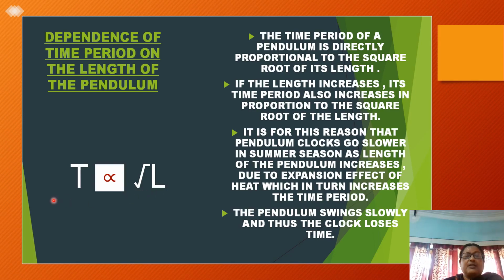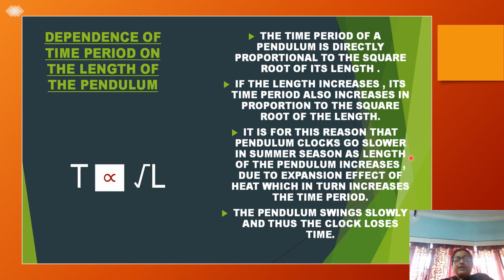Now, if you look at this, it simply means that when this length increases, time period increases. When this length decreases, this time period decreases. The only difference is that the time period will increase with the square root of the value of the length. Are we clear with this? Everyone remember, it is directly proportional, but it is directly proportional to the square root of the length.